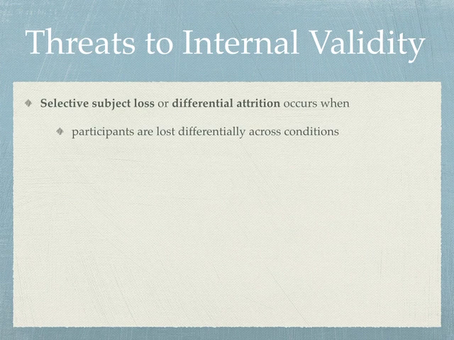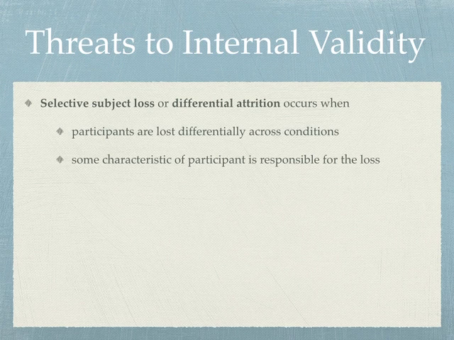Again, this occurs when they're lost differently across conditions. There may be some characteristic of the participant that's responsible for the loss. Again, maybe the participants that have really demanding schedules are the ones that are dropping out because they have a lot of stuff to do and they don't have time to do this really annoying study. And so they're dropping out. It would be nice to have those people in there because they have different characteristics. And again, if they're dropping out differentially between these two groups, if we're losing the demanding schedule people in the treatment group but not in our control group, our groups are no longer equal.